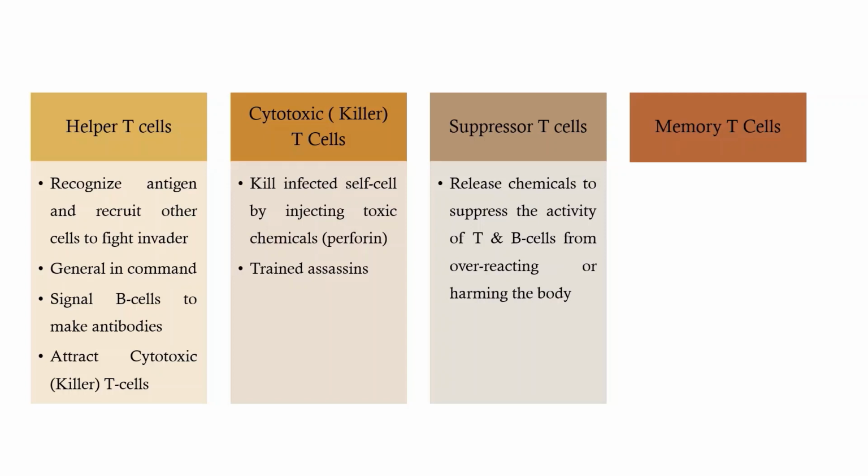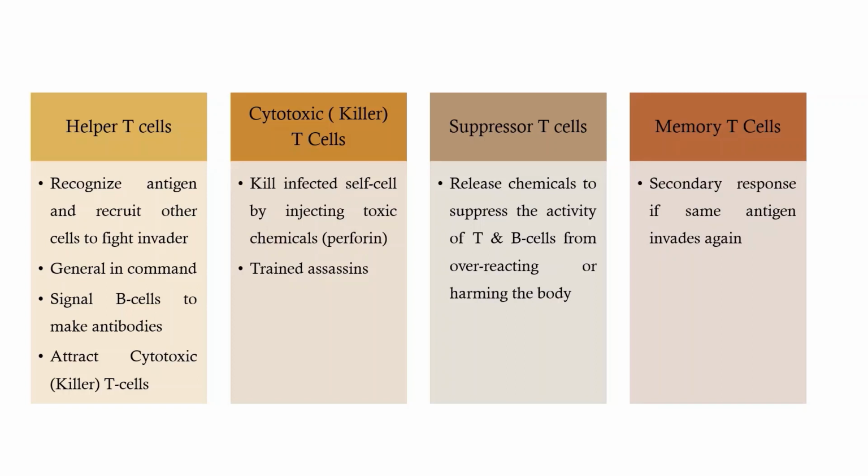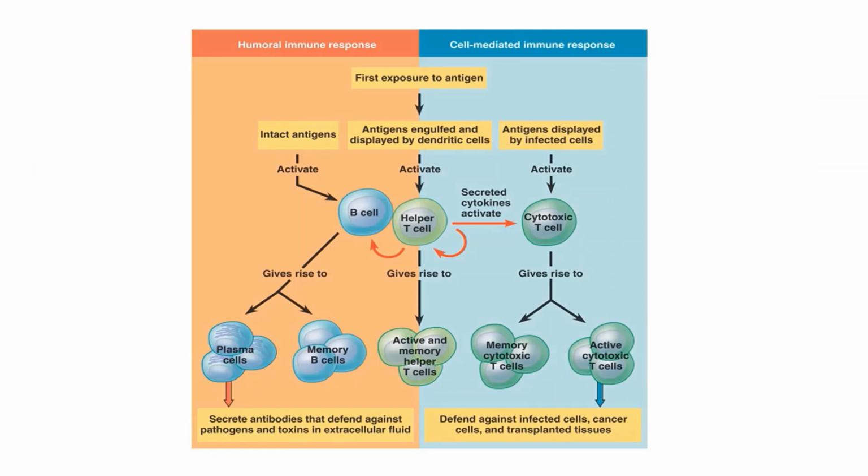This slide explains the humoral immune response as well as the cell-mediated immune response. First exposure to the antigen leads to antigens being engulfed and displayed by the dendritic cells. That in turn activates the helper T cells. These helper T cells activate the B cells, leading to a humoral immune response. These B cells generate plasma cells, which in turn secrete antibodies that defend against pathogens and toxins, or create memory cells for future response.